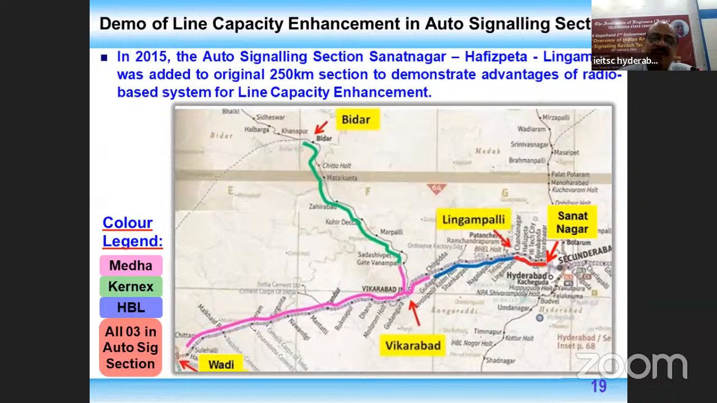Cab signaling with the automatic train protection, that is Kavach, is mandatory for speeds in excess of 140 kmph. Soon those works will be completed, already targeted in 2024. Most of them will get completed, and then we will be able to fulfill one of the prerequisites for achieving higher speeds. What I'm trying to say in a nutshell is that without Kavach, we cannot run the trains at higher speeds, 160 kmph. So Kavach is playing its role in enabling Indian Railways to achieve this. Thank you very much from my side.